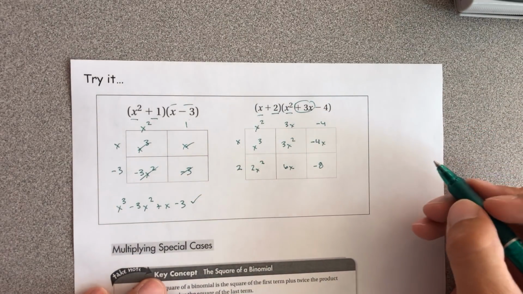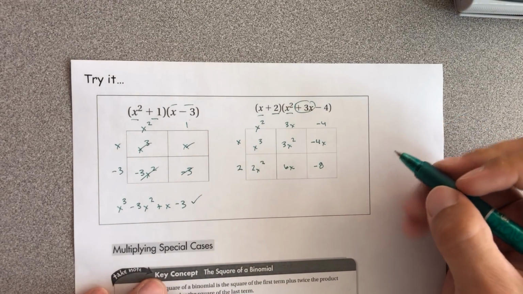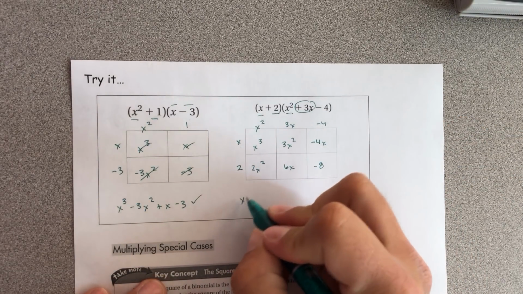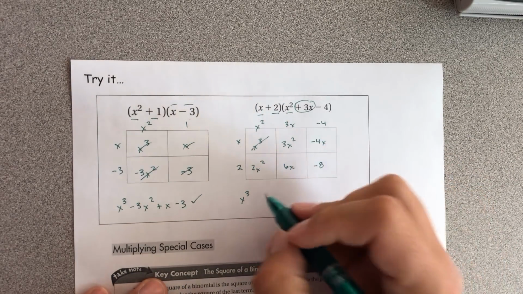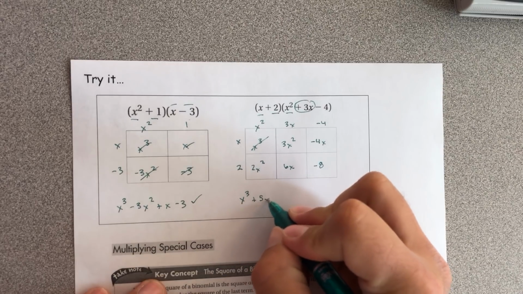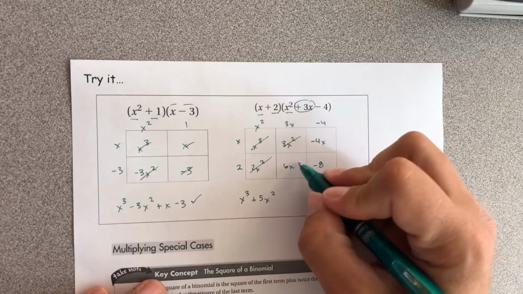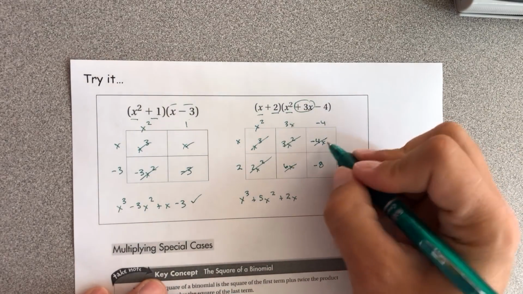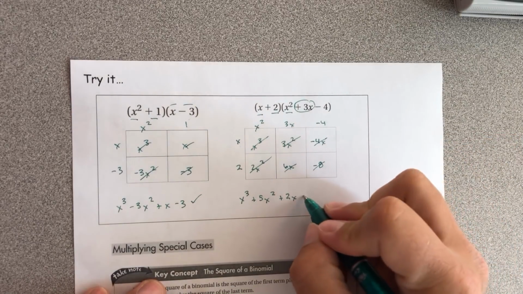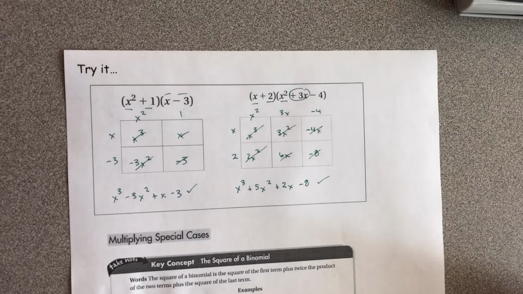So now we look for our common terms, which a lot of times come in diagonals here. So I've got 1x cubed right here. And then I have 2x squared and 3 more x squared. So that's 5x squared. Remember, I'm adding now. 6x and minus 4x becomes plus 2x, because 6 minus 4 is 2. And then I have a negative 8. So x cubed plus 5x squared plus 2x minus 8.